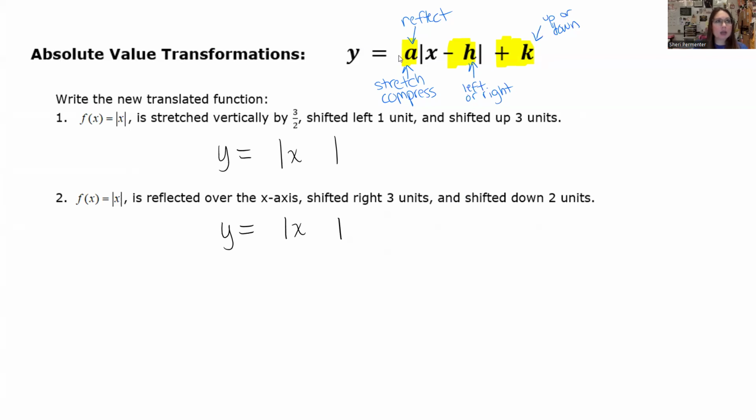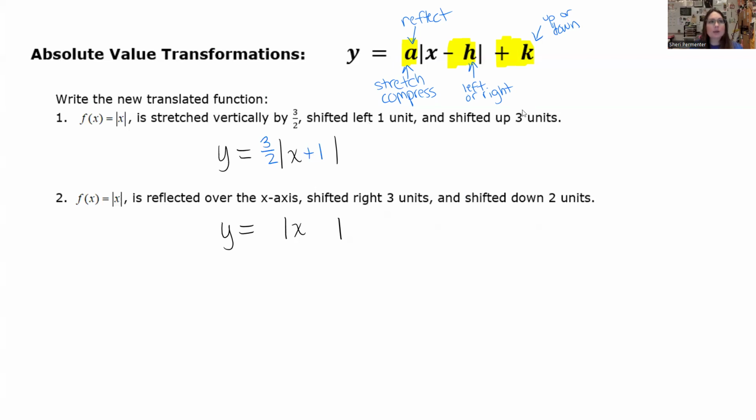First. Okay, it goes where the A goes. So I'm going to put 3 halves right there. Left 1. Does it go first, second, or third? Okay, it's an H movement. And since it shifts left 1, I have to put plus 1. It's going to be opposite. Okay, to move me left, I have to have a plus.